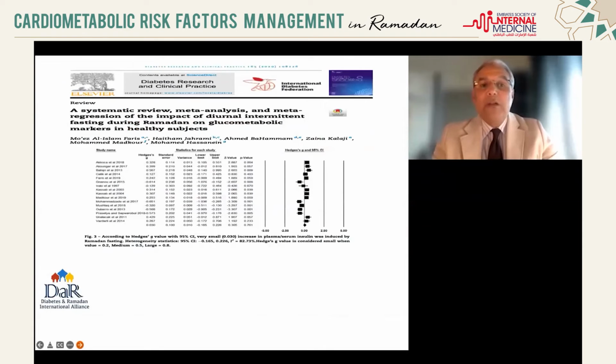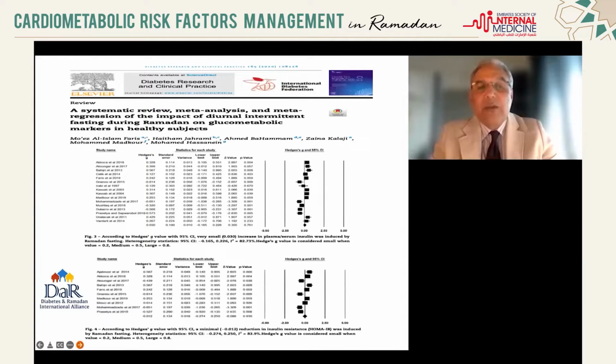Now, when we look into studies that we have published, this is a systematic review and meta-analysis of the impact of intermittent fasting such as Ramadan on the glucometabolic parameters. And here, what you see is the plasma serum insulin. What we see in Ramadan from the various studies is, overall, a very slight increase in insulin secretion during the month of Ramadan, which perhaps reflects the amount of carbs and fatty food that we eat. Now, if you look into the insulin resistance in this meta-review, you will see that it is considered a very small change. It doesn't really reflect so much. That's obviously in healthy individuals.